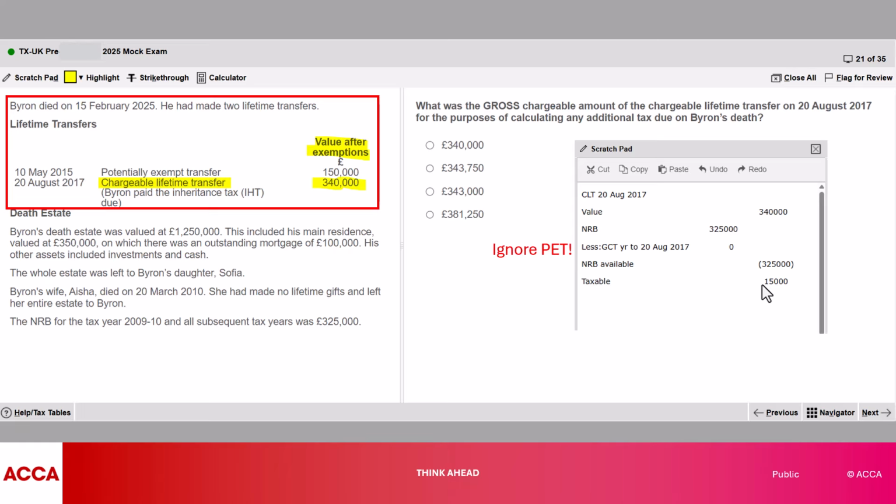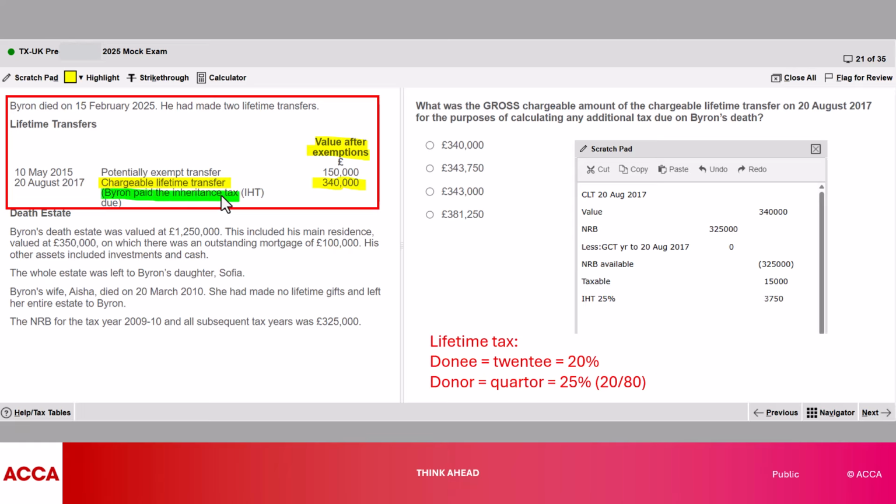And then the tax on that, nice way of remembering this is if the donee pays the tax, then it's 20%. If the donor pays the tax, then it's a quarter or 25% or 20/80ths. So basically, if the donor pays the tax, we treat the gift as if it's net of tax because the gift and the tax are going to go out of the estate, and then the tax is 20/80ths. And in this one, we do know that Byron paid the tax. We would assume that if we were not told.